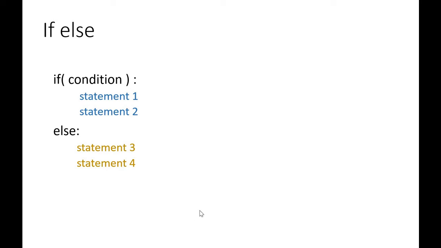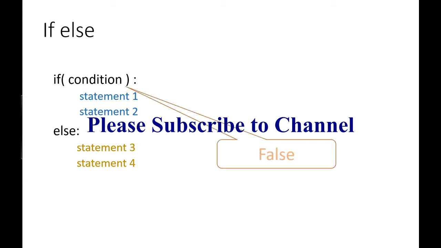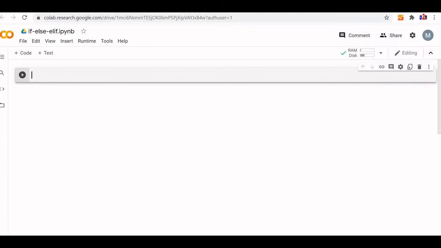If else condition checking. In this, if the condition is satisfied or true, then statements 1 and 2 are executed. At the same time, if the condition became false, then statements 3 and 4 are executed. We will see this part now. We will start coding. We are inside Colab.